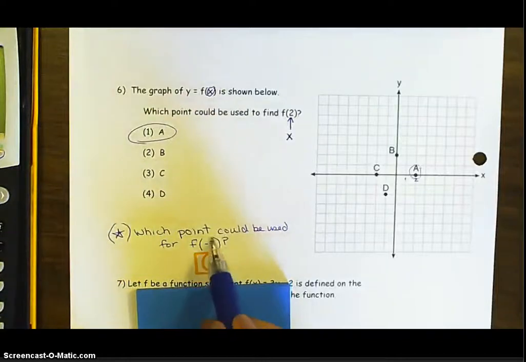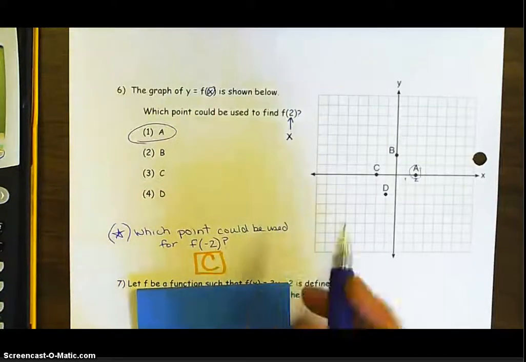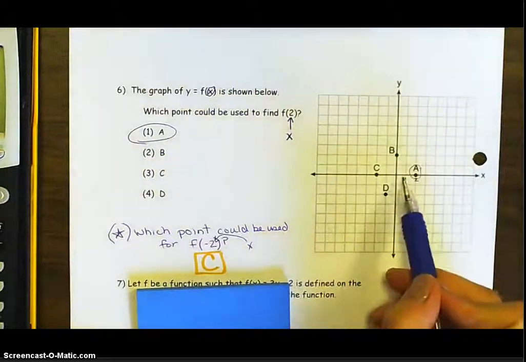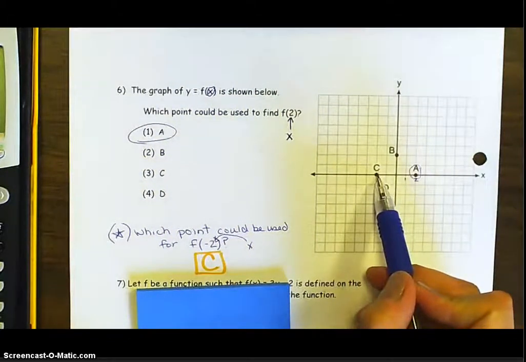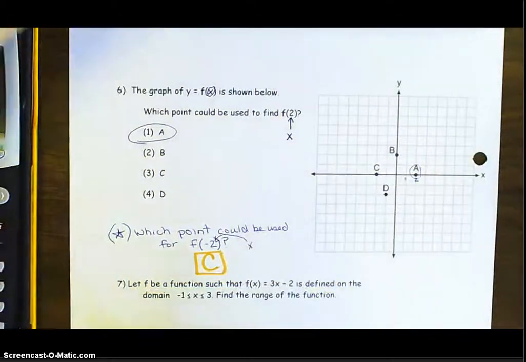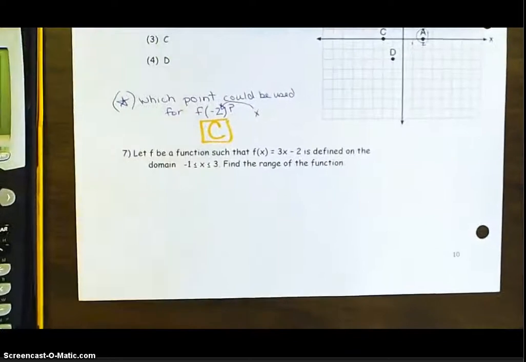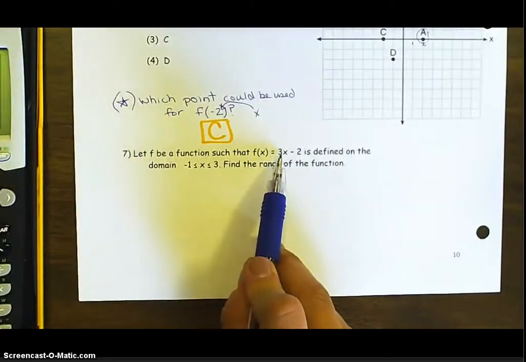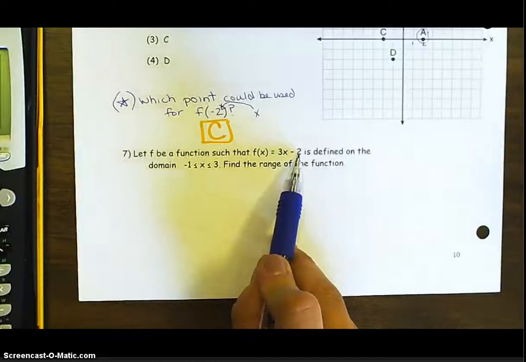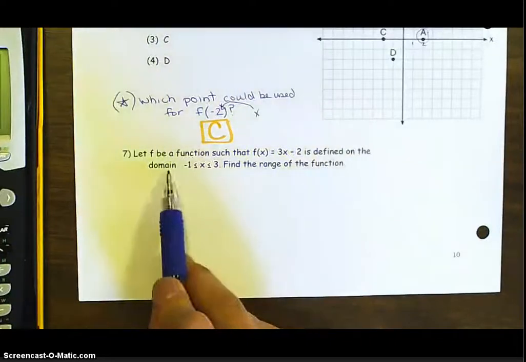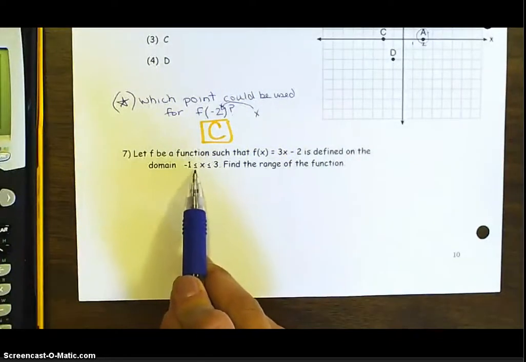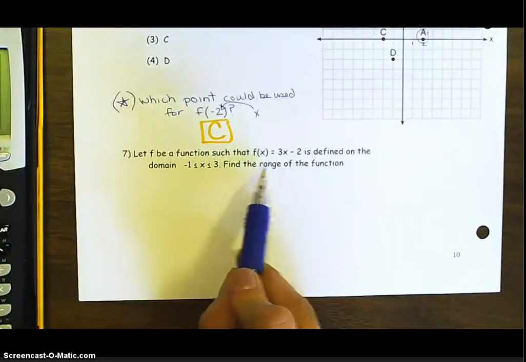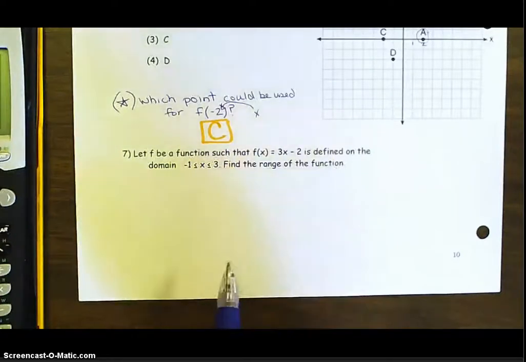So remember, the number in the parenthesis represents the x. So our x is negative 2. So we go to negative 2, and there is C. Okay, last question for today. Let f be a function such that f of x equals 3x minus 2 is defined on the domain of negative 1 is less than or equal to x, which is less than or equal to 3. Find the range of the function.